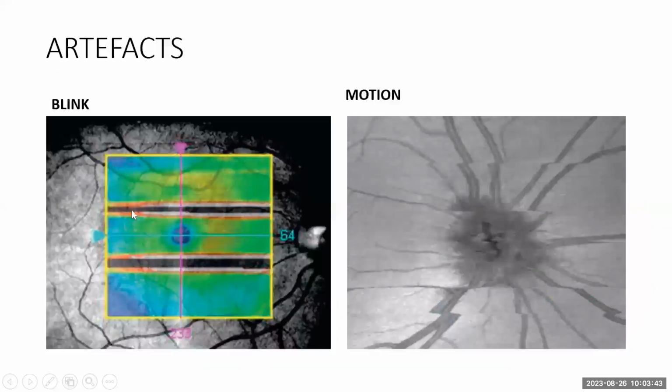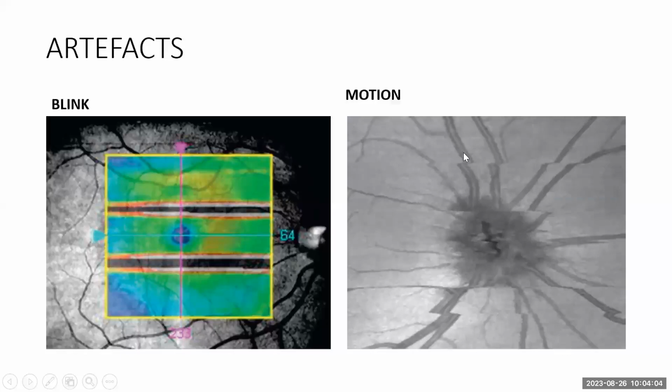Now this is a blink artifact. A blink artifact is like losing a match. It's zero. So the dark band goes all the way through the OCT. But for motion, it segments.